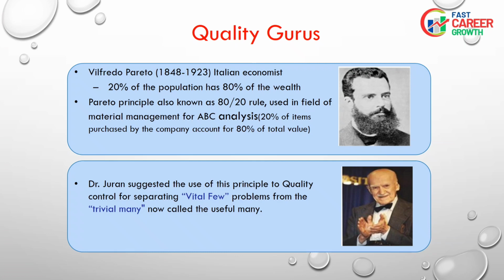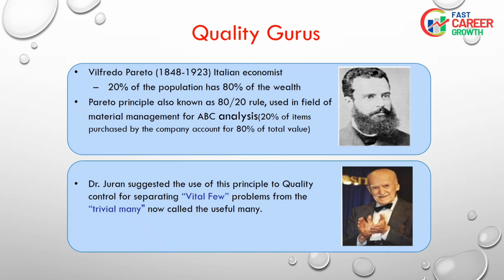To elaborate on this principle, vital few refers to a small number of critical issues, defects, or problems that have a substantial impact on the overall quality of a product or process. These are the issues that demand immediate attention and corrective action. Trivial many or useful many represents a larger set of minor issues, defects, or problems that individually may not significantly affect quality but collectively can still cause problems. These issues are relatively less critical.